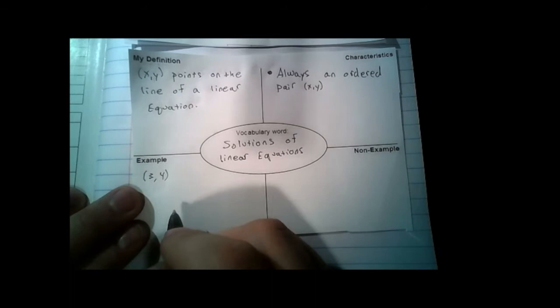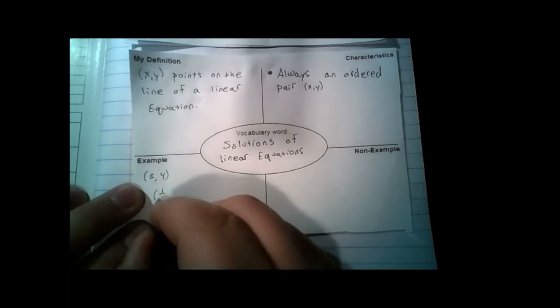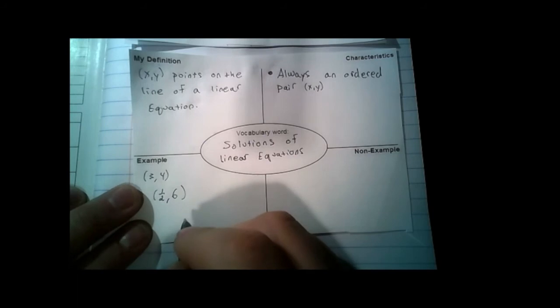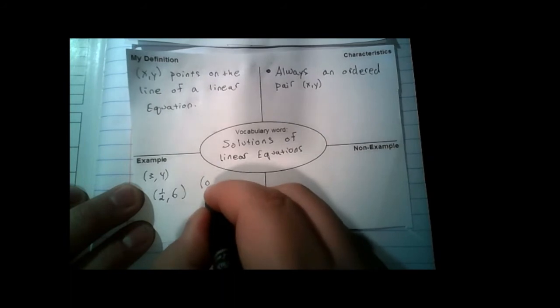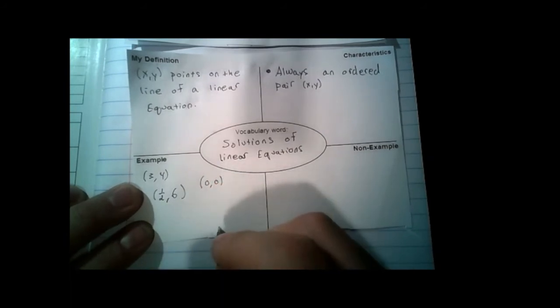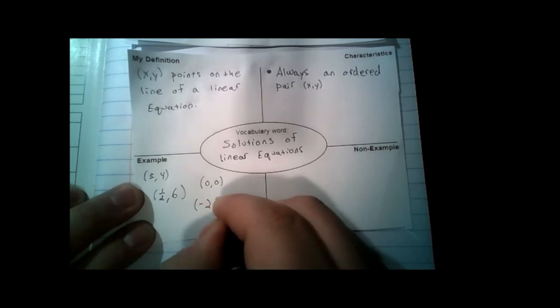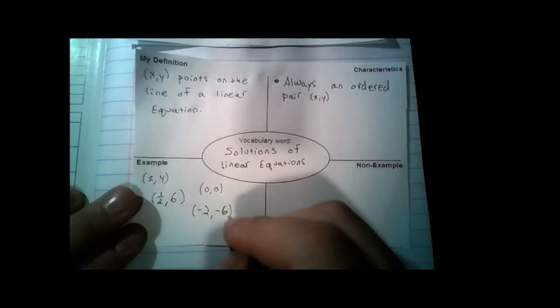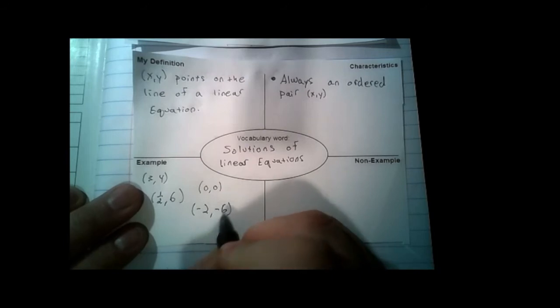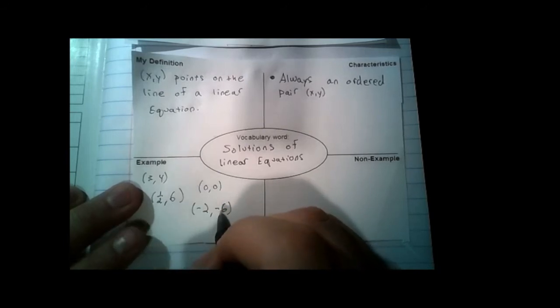And so for an example of a solution, if the line goes through the point (3, 4), then that would be a solution. Or if it went through (1/2, 6). It doesn't matter if it's a fraction, it's still a number. It could go through the point (0, 0), which is actually pretty common. Could go through some negative numbers, (-2, -6). Okay. So it's any of those points that are on the line. These are the xy coordinates that are on the coordinate plane.